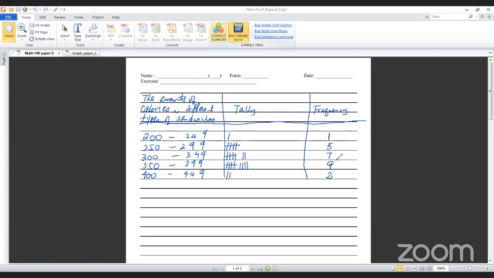Now you can double check. You can double check with the data. There should be total, it means you can check yourself. If you look at the number of data given, there should be 24 data. And then you can try to add 1 plus 5 plus 7 plus 9 plus 2. Okay, it says 24. If these two numbers are different, then you need to double check your table. Then there must be something wrong.